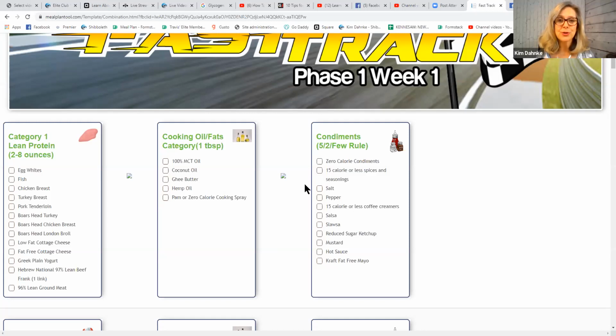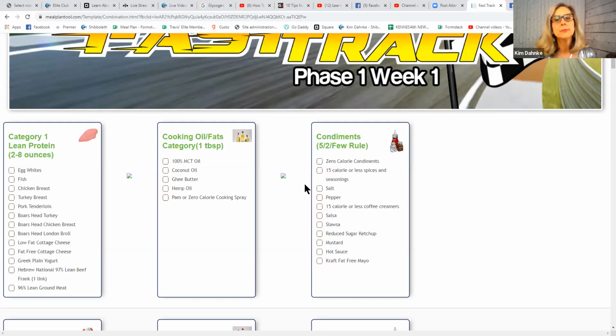You want to make sure that the condiment that you have picked up has 5 grams of sugar or less per serving and 2 grams of fat or less per serving. So we call this rule the 5, 2, and few rule. 5 has to do with the sugars that I just talked about. 2 has to do with the fats that I just talked about. And the few means you're just going to use a little bit of it. You're going to use it sparingly.